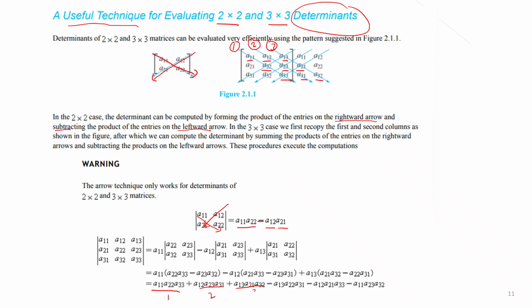Now we go to the leftward arrows. Number 4 here, you see, a13, minus a13 a22 a31, which is this one. And then number 5 here, minus, and what is number 5? a11 a23 a32.